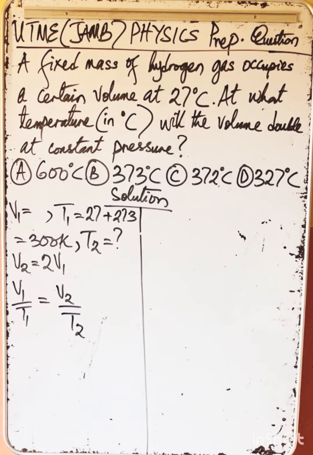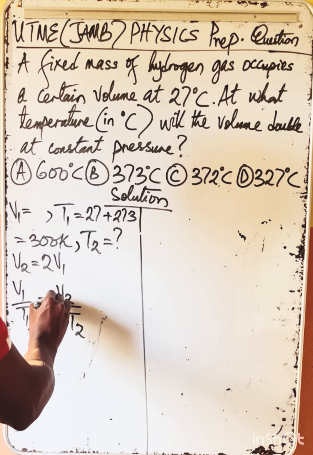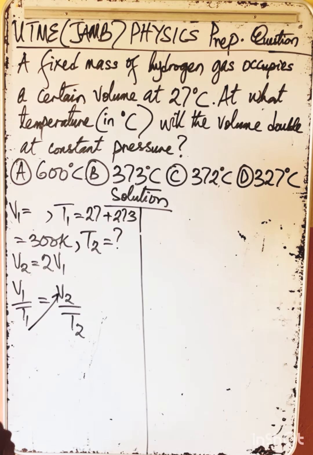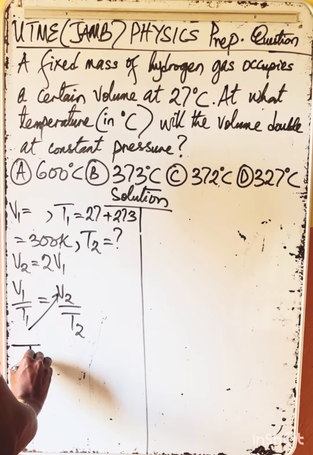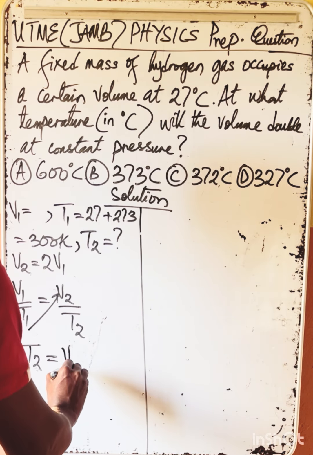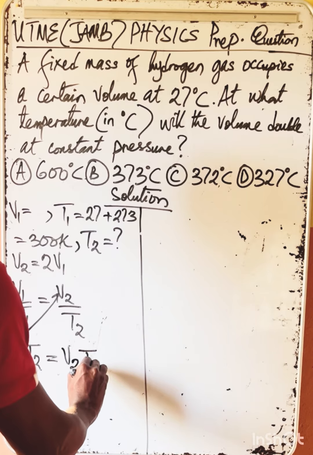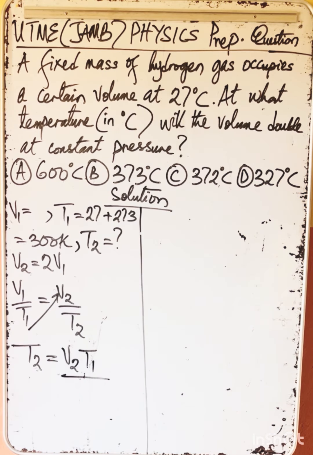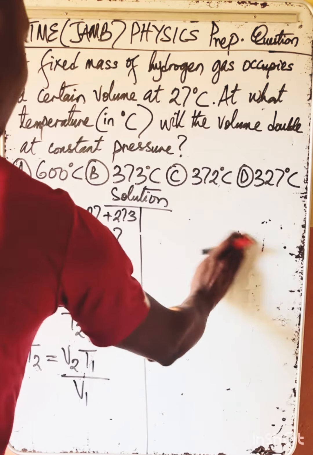So what do we do here? Since we are looking for T2, we'll make it subject of the formula. We'll cross multiply, make it subject of the formula. So if we do that, T2 will be equal to V2 times T1 over V1. So I will move over here.